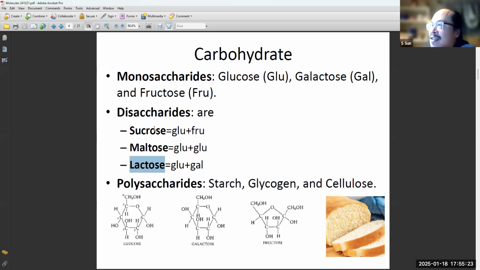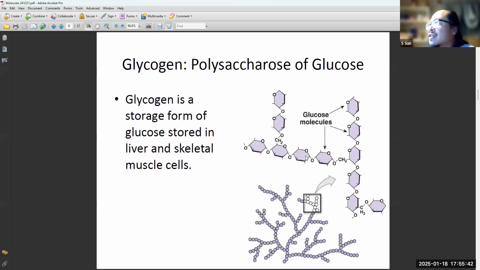So that's the disaccharides. All right. So you need to know sucrose is glucose plus fructose. You eat sucrose, you produce glucose and fructose. Maltose, lactose. Polysaccharides are the polymers of these monomers, and here is the example: glycogen is a polymer of glucose.